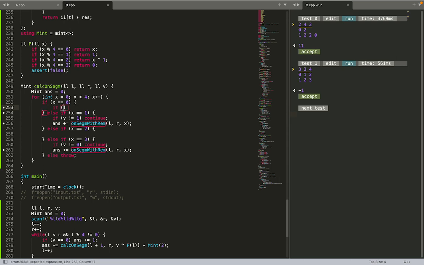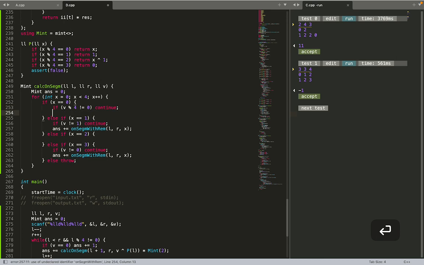So here v should be equal to 0 mod 4. And the only number that is good for us is v itself. So if it is on this half interval, then plus equal to 1. And kind of the same here.